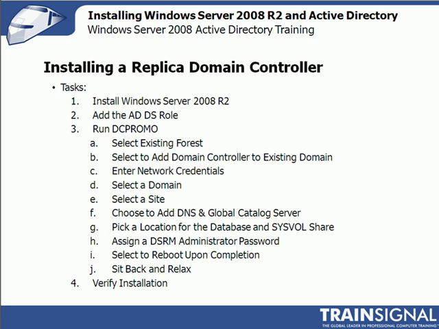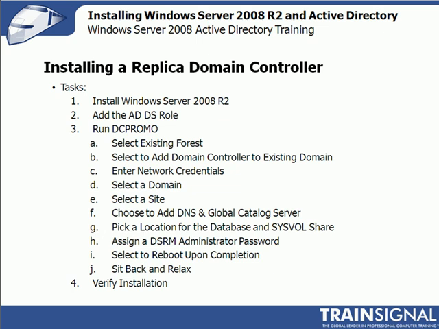Instead of choosing to create a new domain in a new forest, because this is a replica domain controller, we're going to select to join an existing forest. Then we're going to be prompted with another screen where we can choose whether we want to add a domain controller to an existing domain or create a new domain.